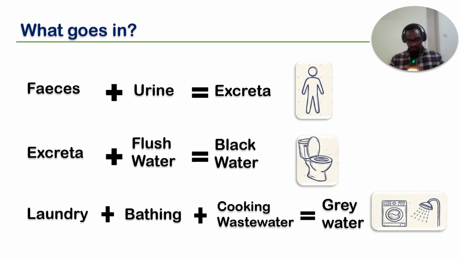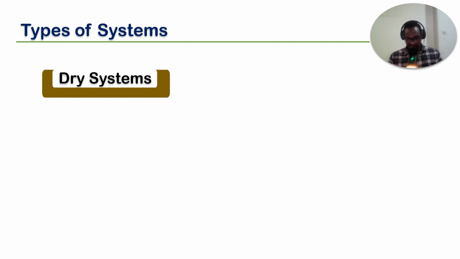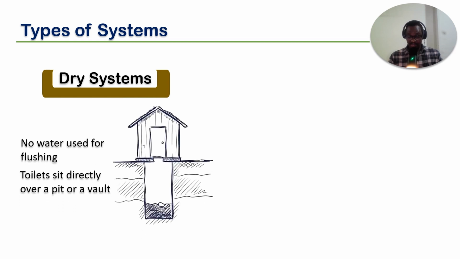So now that we have understood the different categories and how to name them right, that now drives us to think about the kind of systems that contain this type of waste. We have dry systems to start with. With the dry systems here, we're looking at the pit latrines, for instance. There is no need for water. Toilets sit directly on top of the pit. The pit is dug into the ground, or even a vault. Those who have seen the EcoSan toilets.